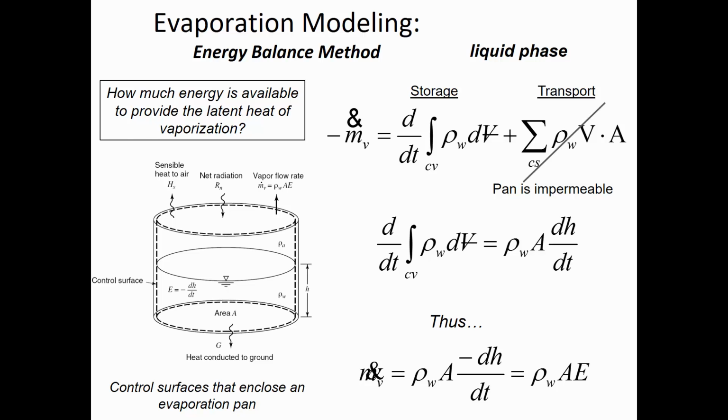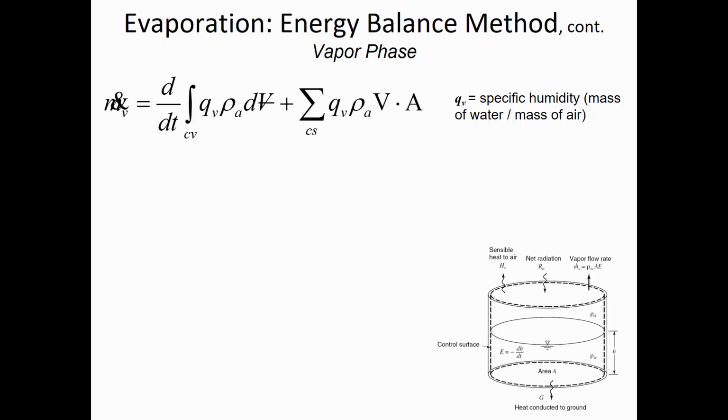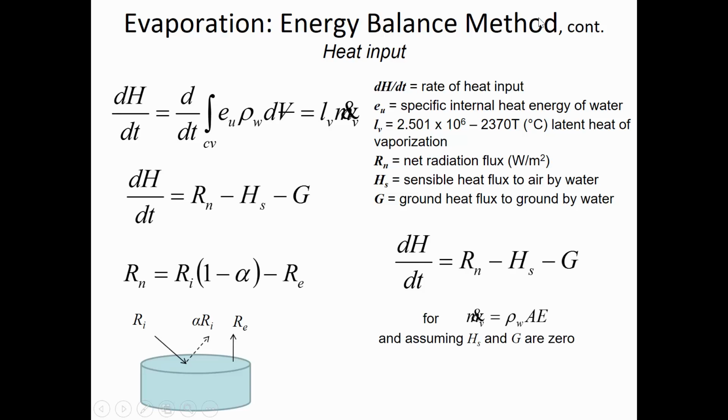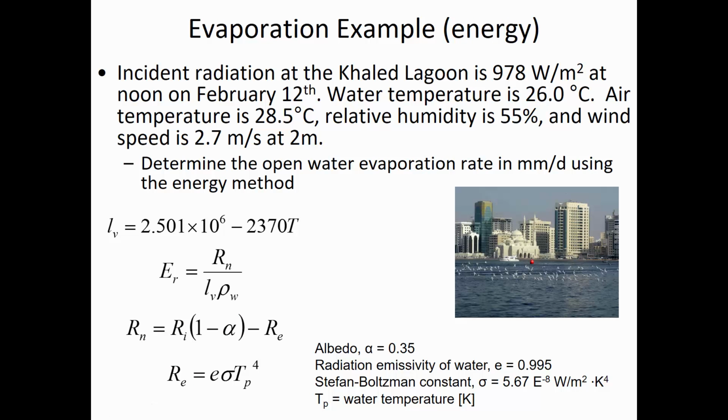It's really a two-pronged process that limits evaporation. It's partly about giving enough energy to the water so that it can evaporate, but also it's about transporting that water away from the surface, because more can only evaporate when there's room in the air above it. So as a simplification, this energy balance method focuses on the heat input, and let's consider an example where we have a big lagoon.